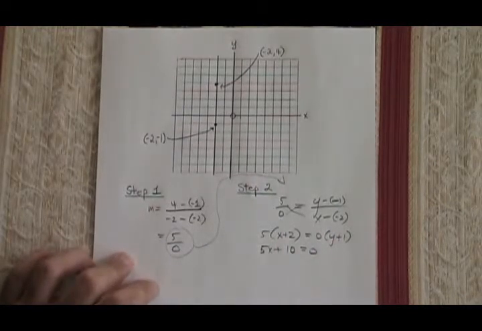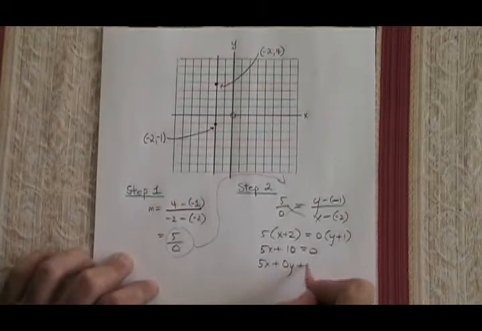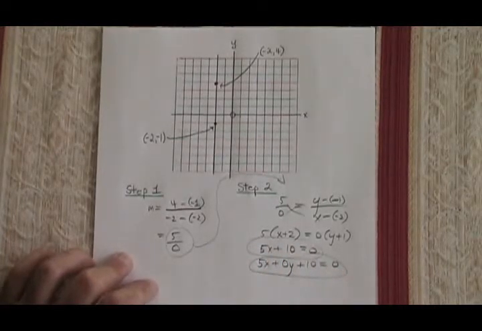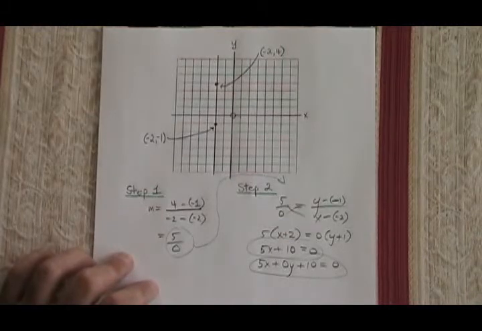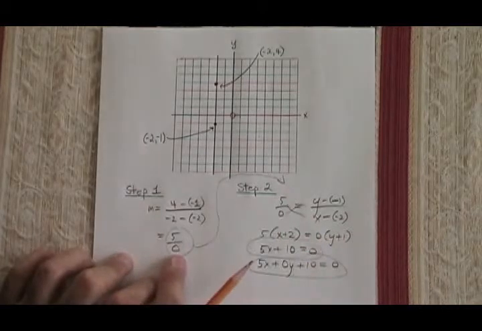I have an equation in the form ax plus by plus c equals 0, and if I want I can write it like this, 5x plus 0y plus 10 equals 0. Either of these are valid, correct answers. So when you have a vertical line, you can still use the same step 1, step 2 process, even though your slope is undefined.